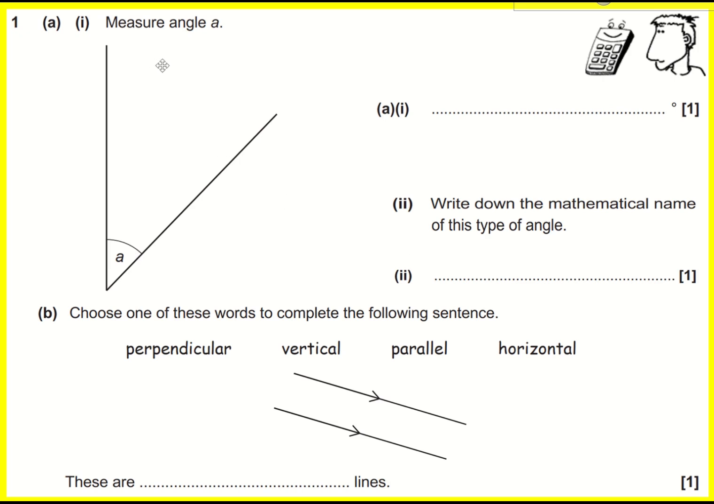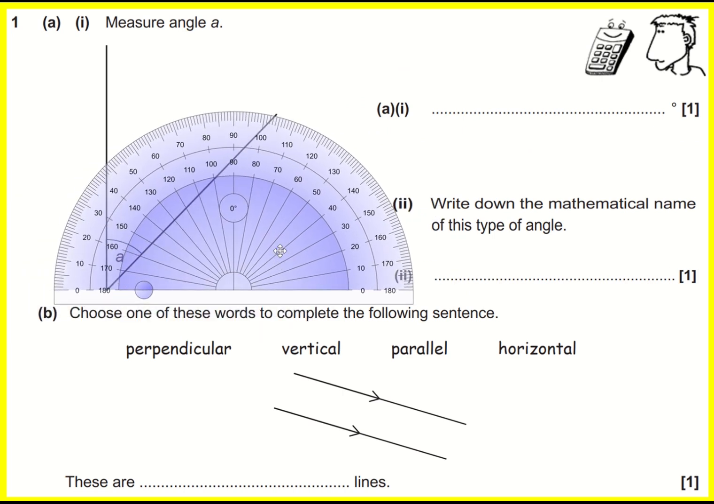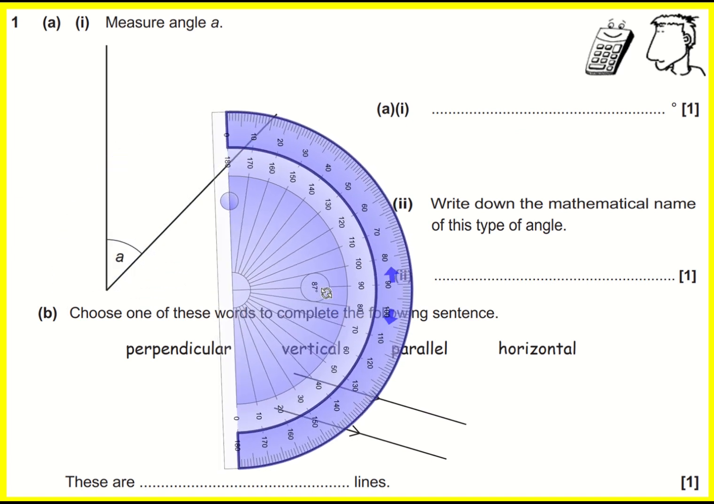We're first of all asking this question to measure angle A. Now remember, angles are a measure of turn, and the instrument for measuring is a protractor. Now it's really important when you've got your protractor to line up a zero with one of the edges, and I'm going to line it up with the vertical edge, like this.